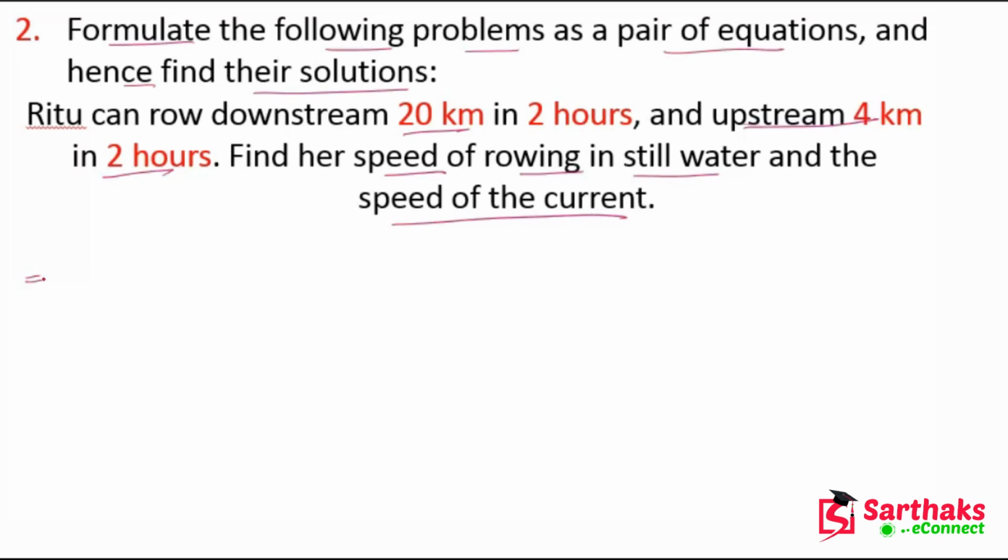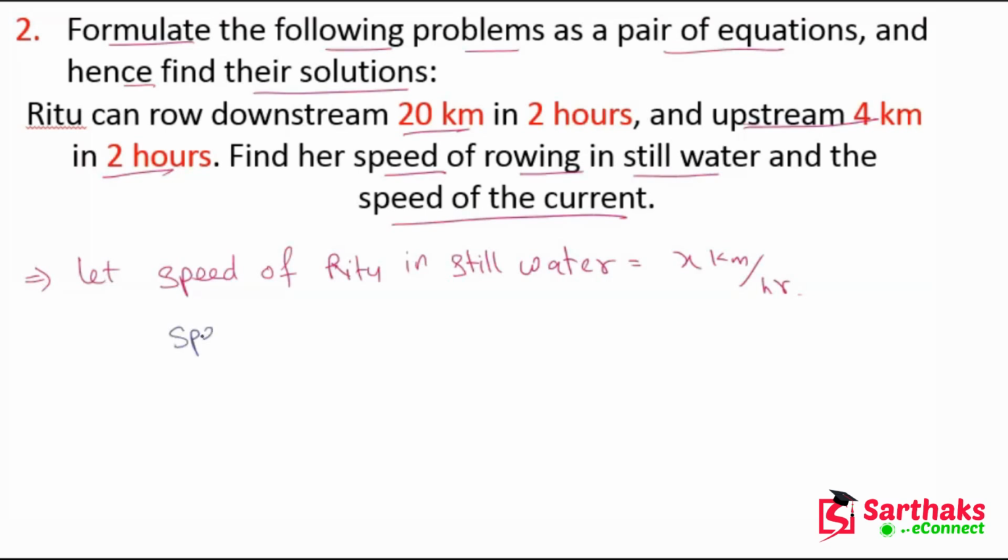So first of all we have to assume, let the speed of Ritu in still water be x kilometer per hour. Okay, my dear friends. Now the speed of stream is equal to y kilometer per hour. Okay, so x is what? x is the speed of Ritu and y is the speed of the stream.